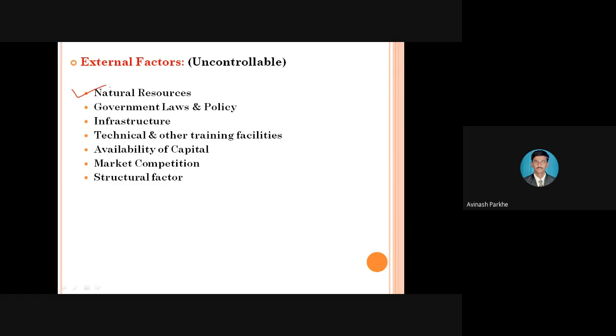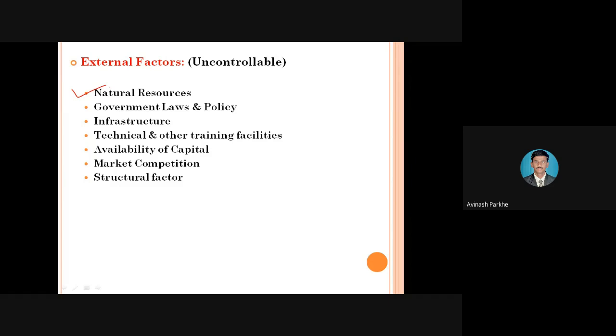So for that purpose, we have to take some special permissions from the government. We have to follow all the government rules and norms, and accordingly we have to acquire those natural resources. So natural resources are one of the external factors which are uncontrollable. It is not in your hand, so we cannot control it.